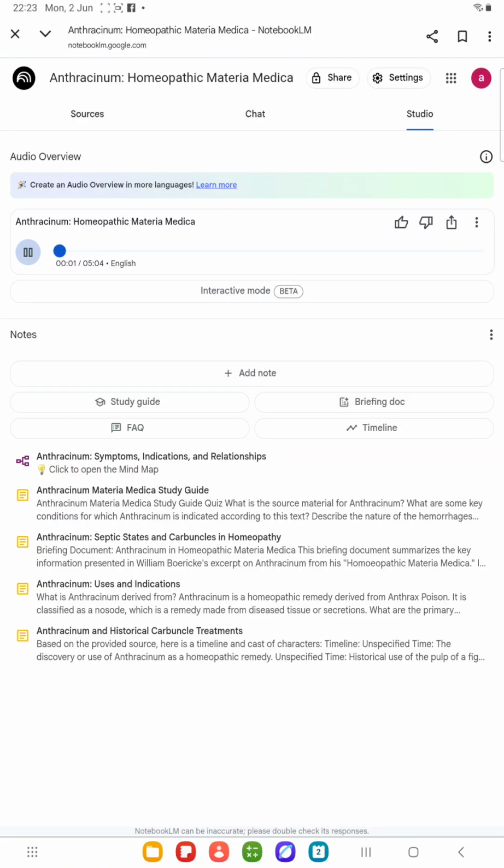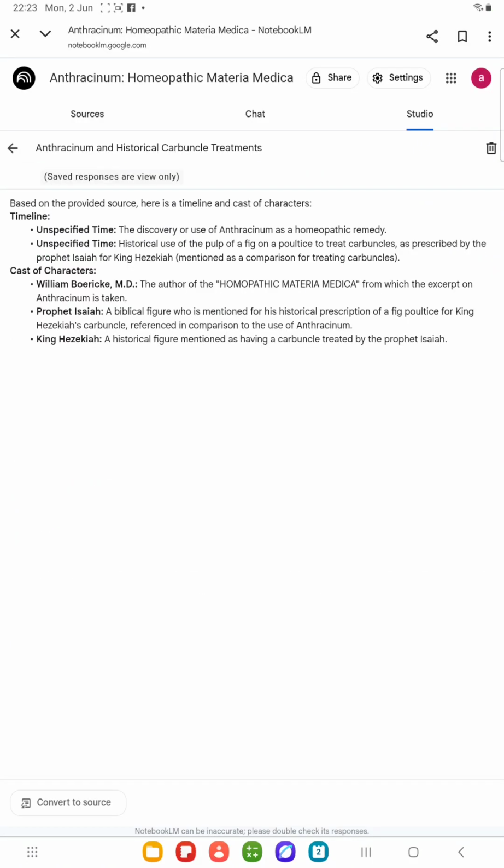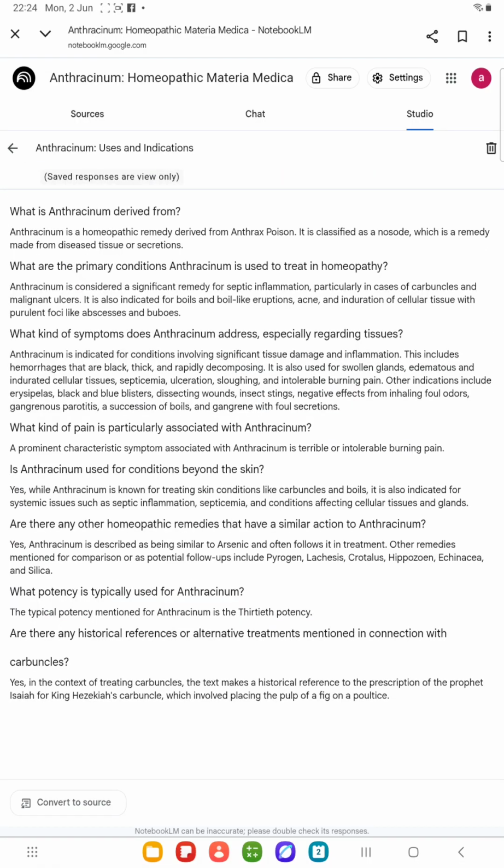Okay, let's unpack this. We're taking a deep dive into a really specific, maybe slightly unsettling entry from a classic text on historical medicine. Yeah, sort of like digging into a time capsule of old remedies. Exactly. The text is William Boericke's Homeopathic Materia Medica. It's this huge index of substances and symptoms used in that system. And the one we're looking at today is called Anthracinum.